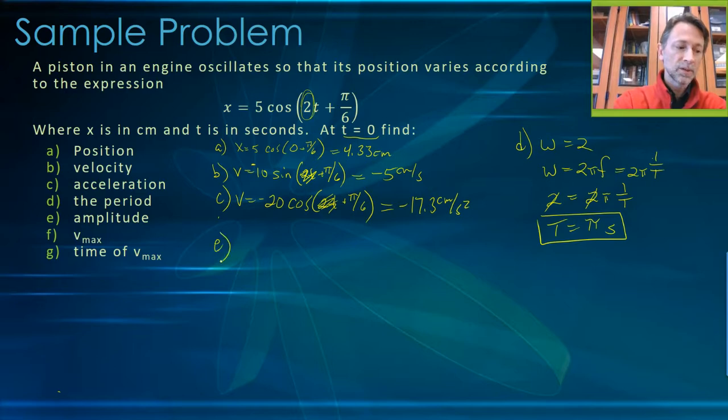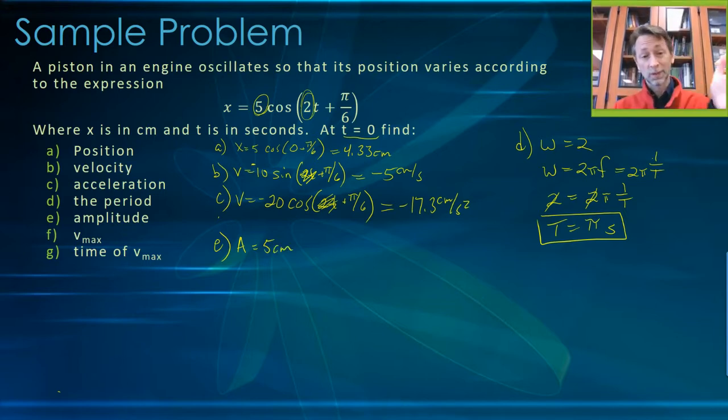Part E is going to be super easy. We can look at that and say, I don't know, hey, didn't we define this to be the amplitude? So the amplitude is going to have to be equal to 5 centimeters. Oh boy, that was really hard.